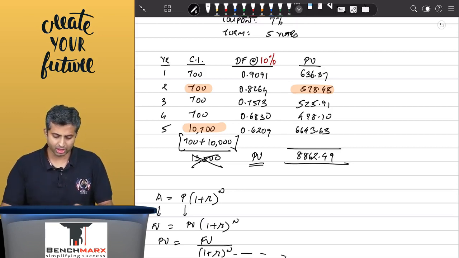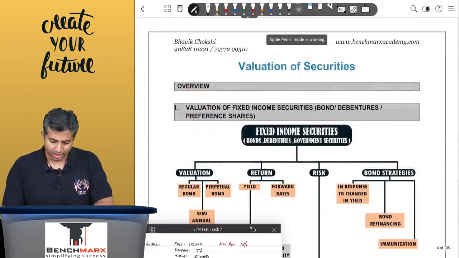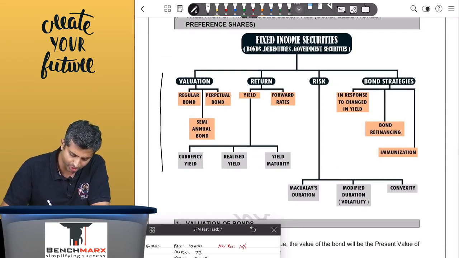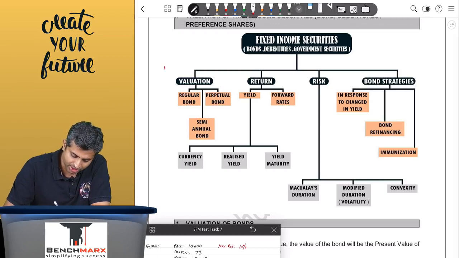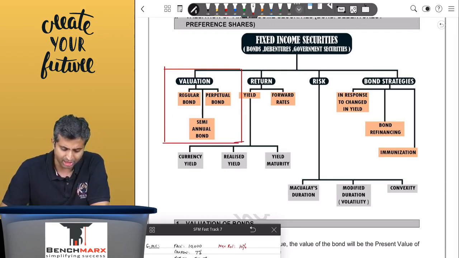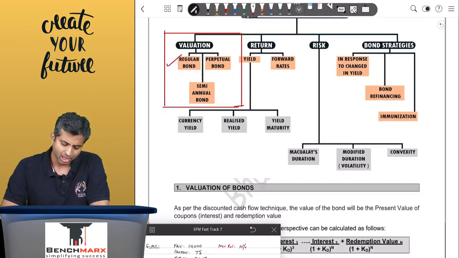So over here, when we look at the formula, when we look at the fixed income securities section, we are just focusing on the first part over here, which is valuation. So we are focusing on this valuation part. So we are seeing various types of bonds, and we will see how do we value these bonds. So in case of a regular bond, in case of a semi-annual bond, and in case of a perpetual bond. For the timing, we are looking at a regular bond over here.